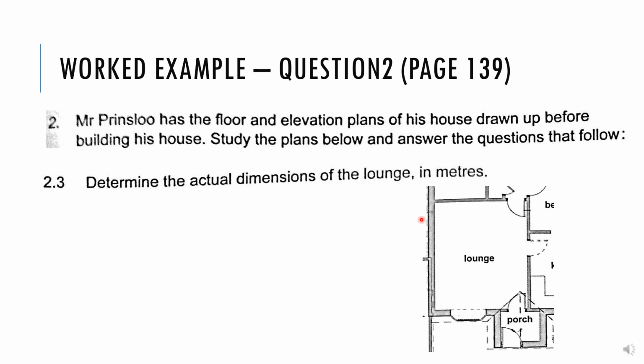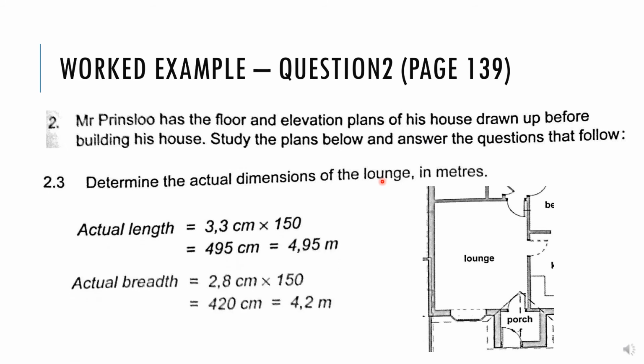You'll have to measure the breadth and the length of the lounge to find what it is in centimeters, and then we'll have to multiply that with the scale of 150 to convert that to centimeters in the real world, and of course convert that to meters because that's what they want our final answer to be. So if you go to measure with your ruler, you'll see it's 3,3 centimeters, and we multiply that with 150 to get it in reality, 495 centimeters. And of course, we divide that by 100 to get it in meters.